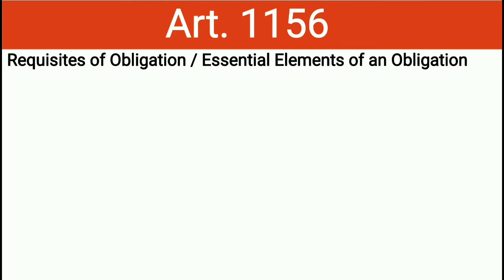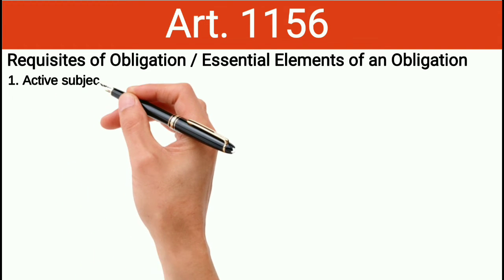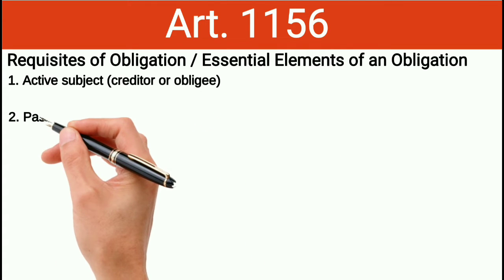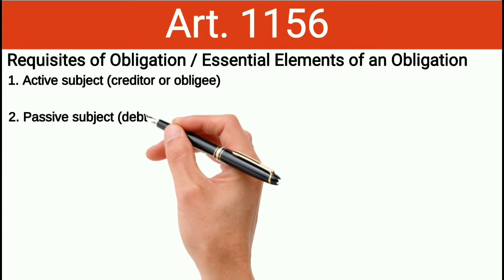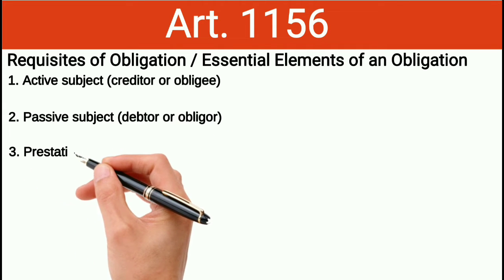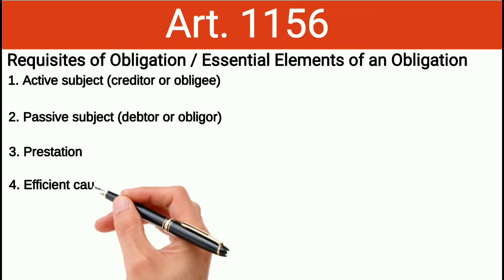We have 4 requisites of obligation, and they are: first, active subject or creditor or obligee. Second, passive subject or debtor or obligor. Third, prestation. And fourth, efficient cause.